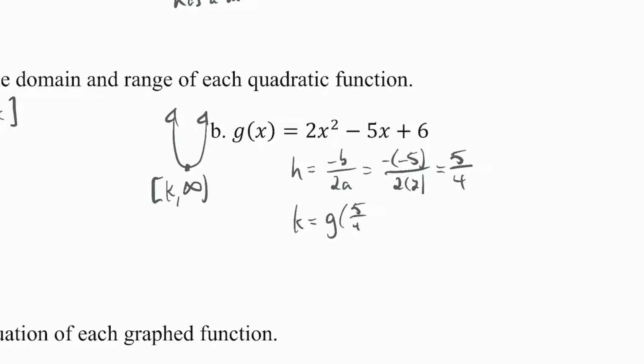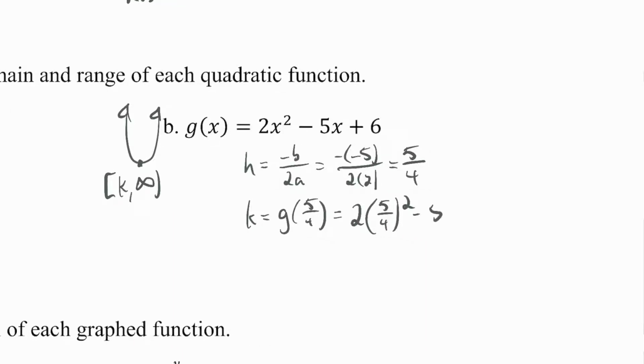5 over 4. Or if you want, 1.25, but I'm going to use fractions. So 2 times 5 over 4 squared minus 5 times 5 over 4 plus 6. I keep wanting to put the 4 on top. Why is that? So I get, let's see, 25 on top, 50 over 16, I suppose, which is 25 over 8.